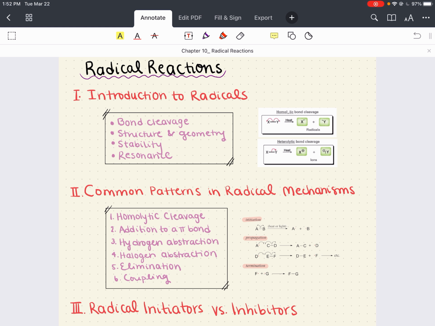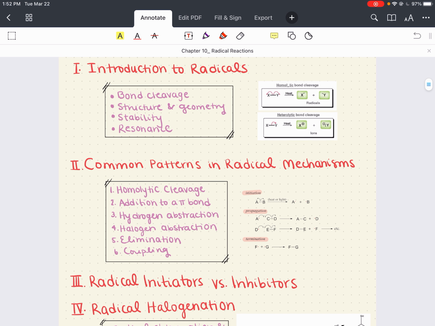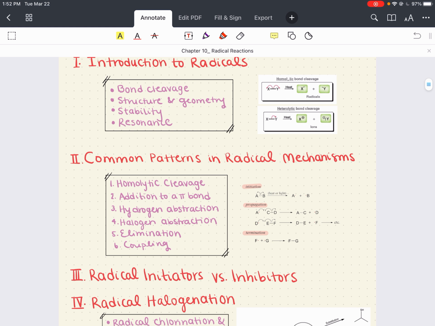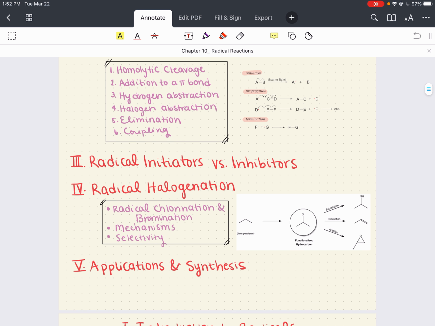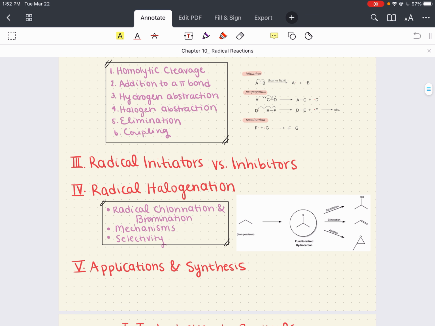Then we will discuss the 3 phases in a radical mechanism. This is going to include initiation, propagation, and termination. All right, what defines each phase and what kind of patterns do we see in initiation, propagation, and termination? Then we'll define radical initiators and inhibitors before jumping into a discussion about radical halogenation.